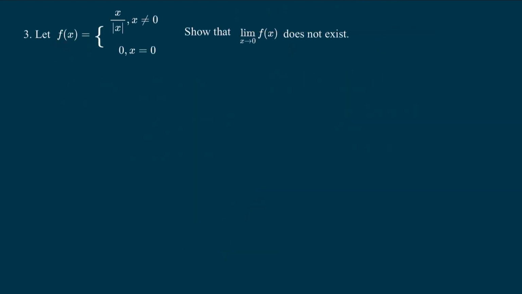Number 3, let f(x) equals x by mod of x when x is not equal to 0, and f(x) is 0 whenever x equals 0. Show that limit x tends to 0 of f(x) does not exist. Okay, so first here also let me rewrite the question. As you can see here, there is mod x in the denominator, so x by mod x has two values. It can be x over plus x whenever x is greater than or equal to 0, and x over minus x whenever x is less than 0.